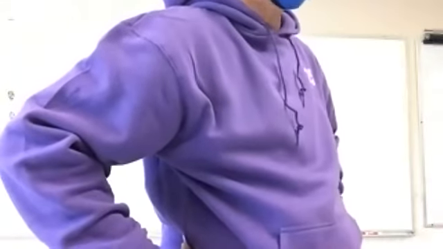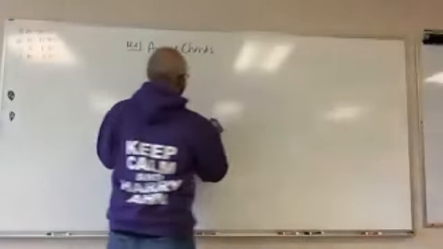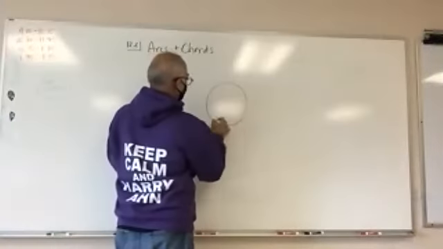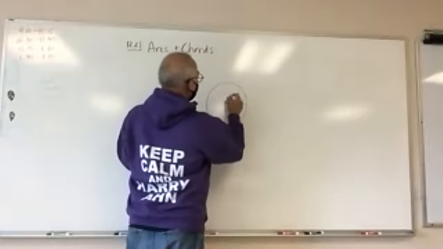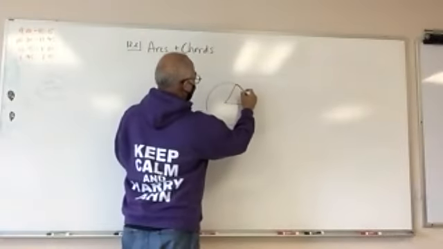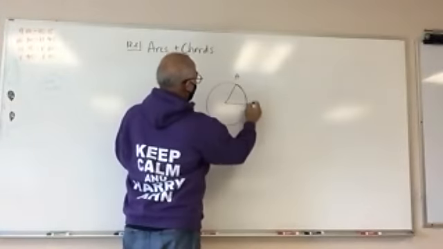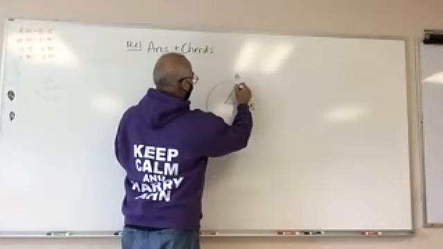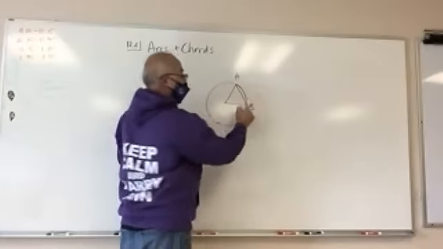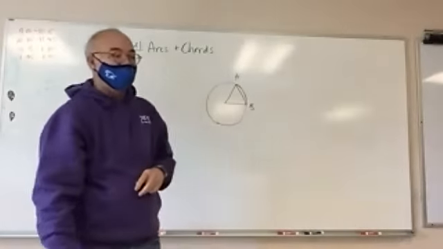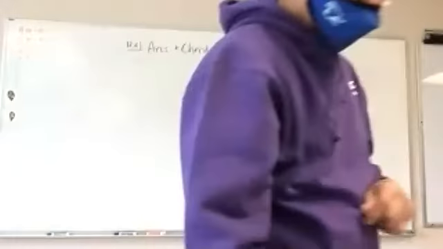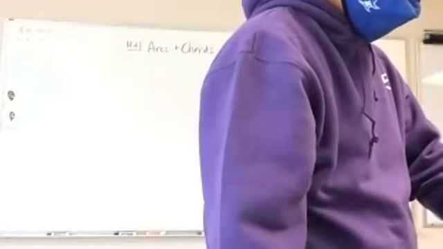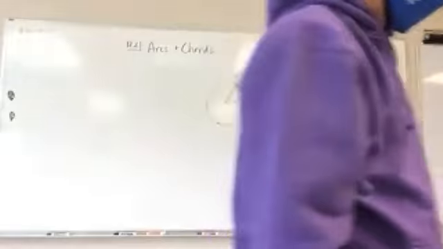Remember the difference between a chord and an arc, right? If we had from here to here, an arc would be from here to here, AB. A chord would be from here straight down this, a straight line. A chord would be like that. And right here, example page.